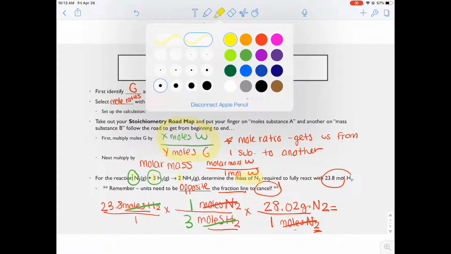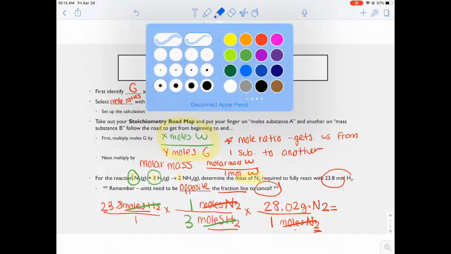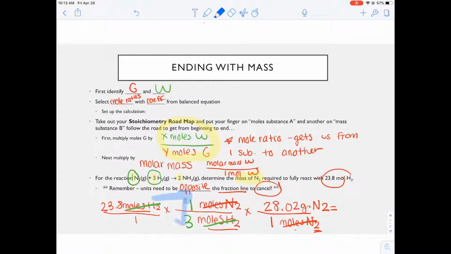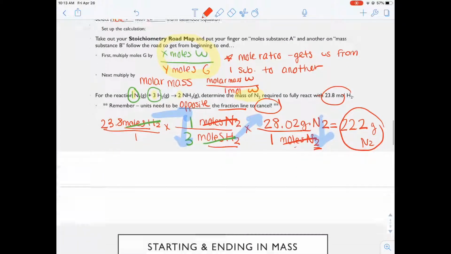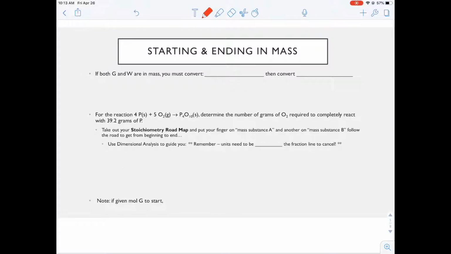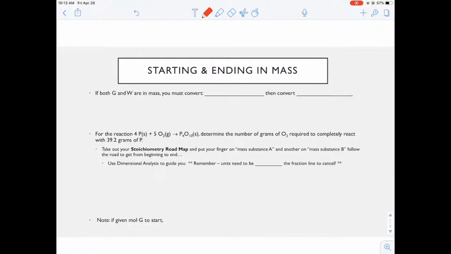If you remember from the beginning of the year, how we solve this: multiply, divide, multiply, divide. We do that, it gives us 222 sig figs grams of nitrogen. All right, so each of these were both 2-step problems. Now we're going to start and end with mass, which will give us a 3-step problem. All right, but we can do it.